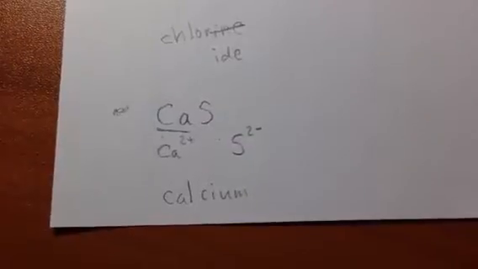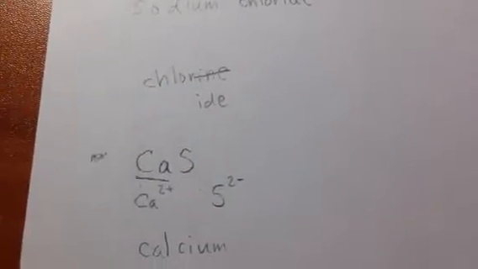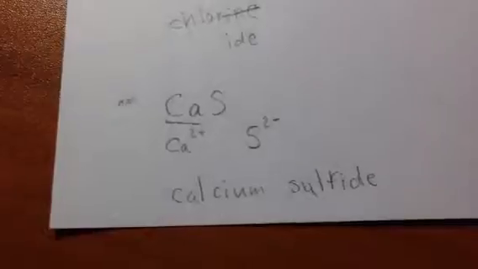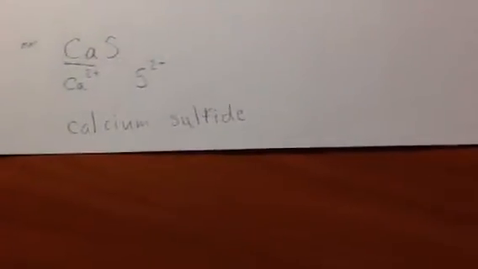But again, we don't just leave it as sulfur. We have to add the I-D-E as before. So instead of sulfur, this becomes sulfide. There we go. So the name of this compound is calcium sulfide.